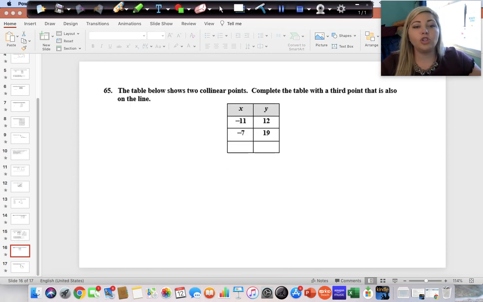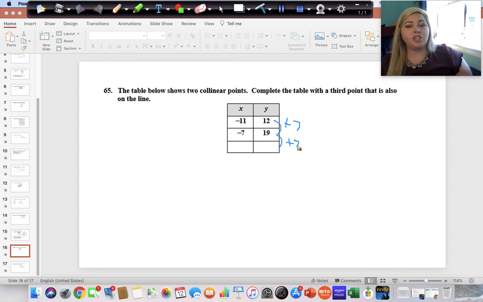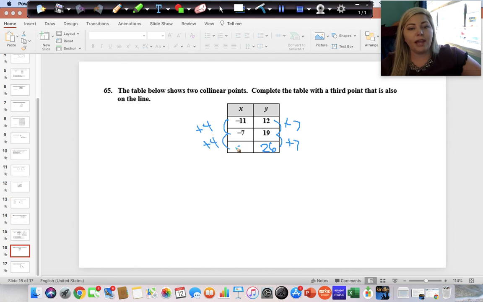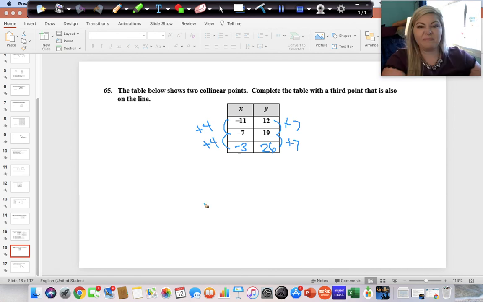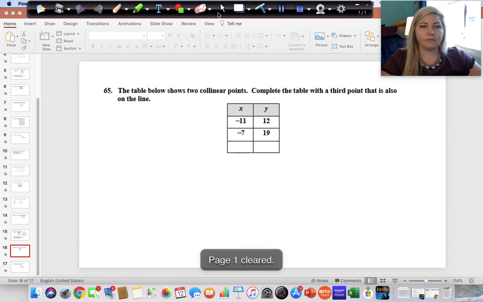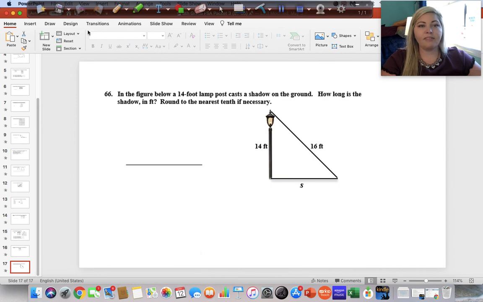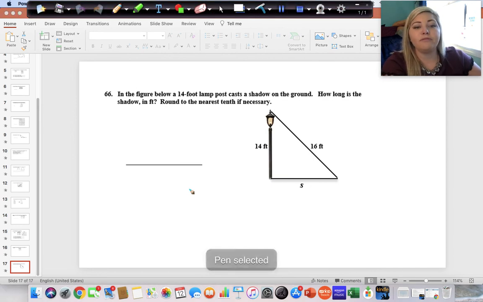65. The table below shows 2 collinear points. Complete the table with a third point that is also on the line. So I'm going to see how much I'm adding here. 12 to 19, I'm adding 7. So then we want to add 7 to 19 to get 26. Here, from negative 11 to negative 7, we are adding 4. So again, we want to add 4 to negative 7, and we would get negative 3. So negative 3, 26.